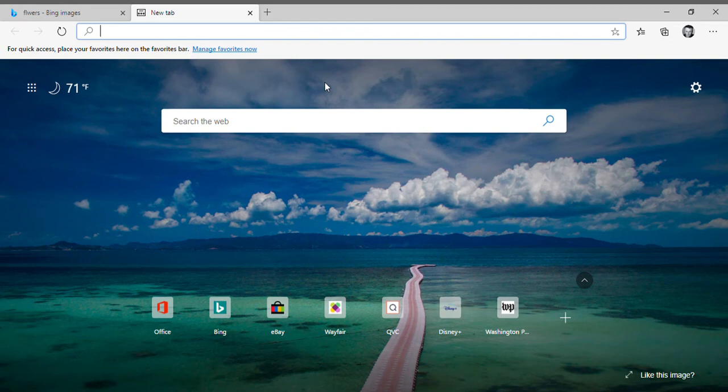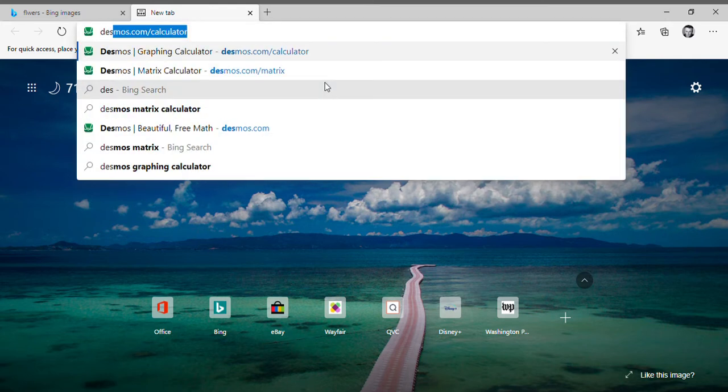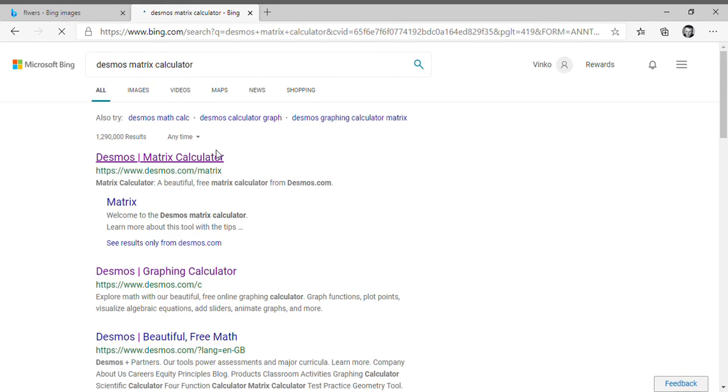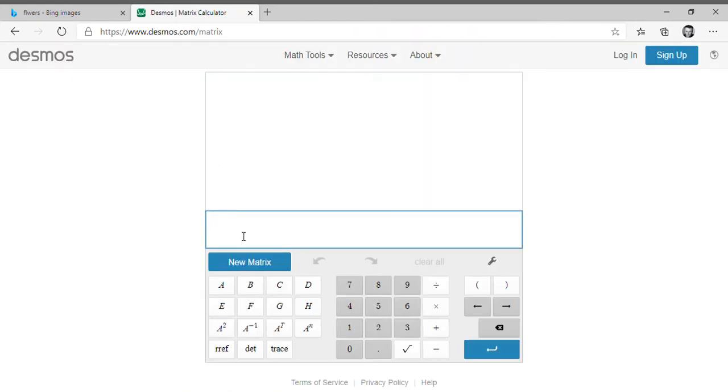Let's solve a system of equations using matrices and an online calculator. We are going to use the Desmos matrix calculator right here. Click on the link, and then we are going to type in our matrices.